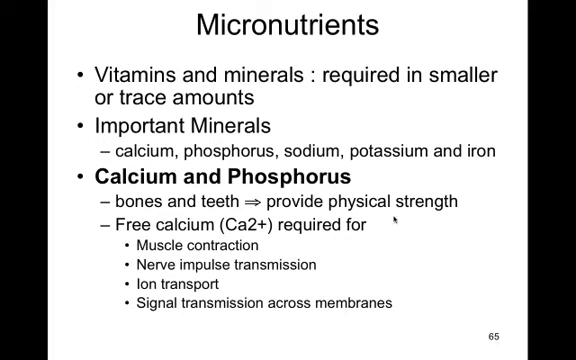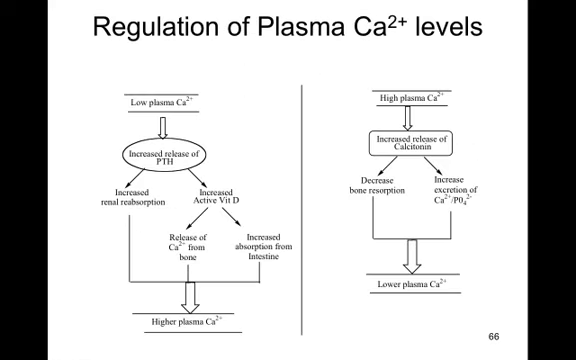So calcium, in addition to being important for the structure and health of bones and teeth, also has some other functions, such as it's important in muscle contraction, it is required for nerve impulse transmission, is involved in ion transport and signal transduction across cell membranes. Now with all of these different functions of calcium, how exactly is the amount of calcium in the body controlled?